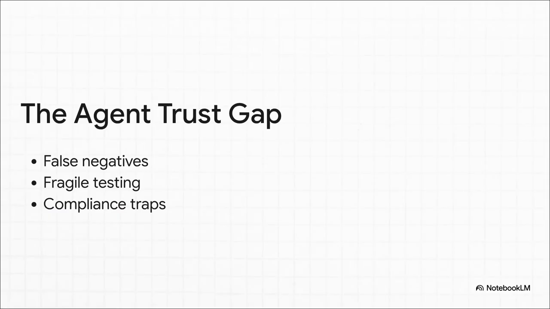And honestly, this false failure creates what we call a massive trust gap. It boils down to 3 recurring nightmares for DevOps teams. First, you've got false negatives. The task succeeds, but the runner fails anyway. Second, fragile infrastructure, where you get failures due to totally irrelevant rendering noise. And third, the compliance trap, where a perfectly correct outcome gets flagged as a regression just because the agent took a slightly different path to get there.